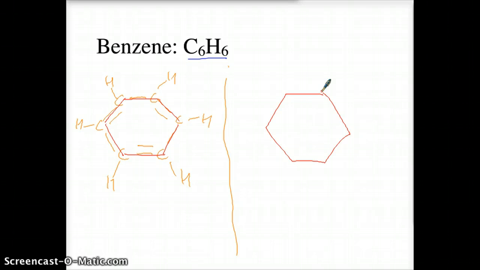But now there's a little difference here. Some of these are double bonds. We draw those in the same way. We just draw a separate line. 1, 2, 3. Those represent the double bonds.